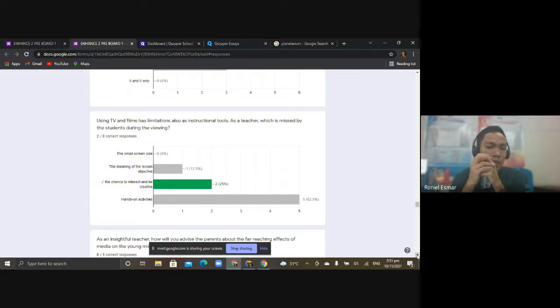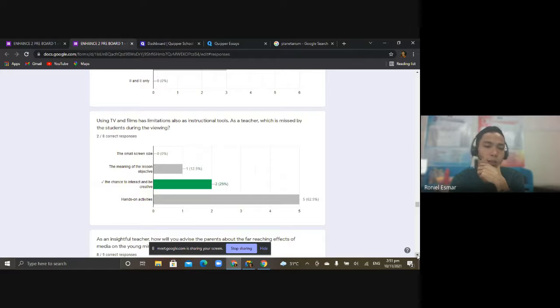Number two, the meaning of the lesson objective. Why would they miss the meaning of the lesson objective? The films the teacher shows obviously have something to do with the learning objectives. The teacher doesn't just show films to the students if it has nothing to do with the lesson objective. So letter B is not the correct answer.